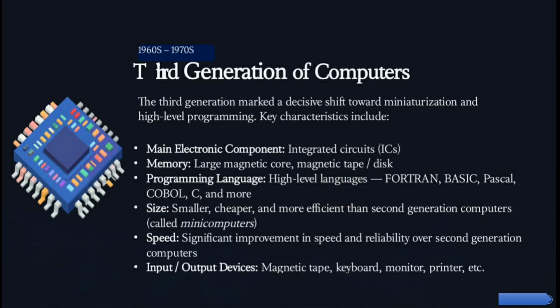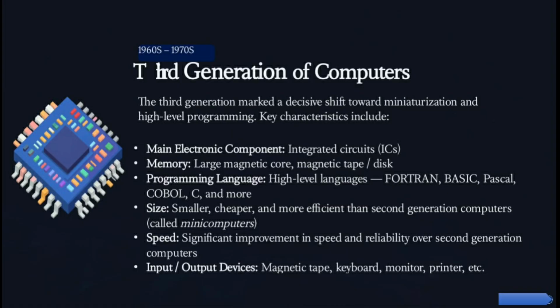So number 3 is programming languages. The third characteristic is the development and use of high-level programming languages. During this generation, programmers used languages such as FORTRAN, BASIC, COBOL, Pascal, and C. High-level programming languages were easier for humans to understand compared with machine language.